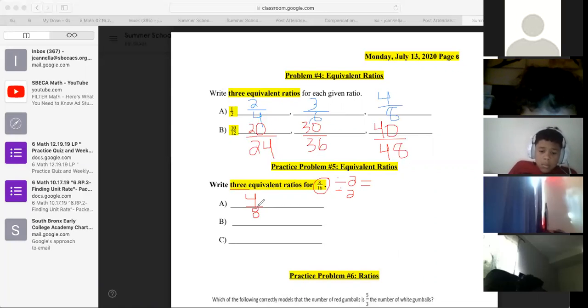Can I make 4 over 8 smaller? Yes, I could divide by 2, right? 4 divided by 2 gives me 2, and 8 divided by 2 gives me 4. And then if I want to simplify 2 over 4, I can also divide that by 2. 2 divided by 2 is 1, and 4 divided by 2 is 2, 1 over 2. Okay, those are some equivalent ratios.